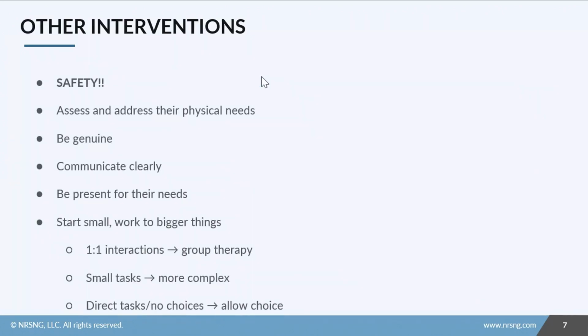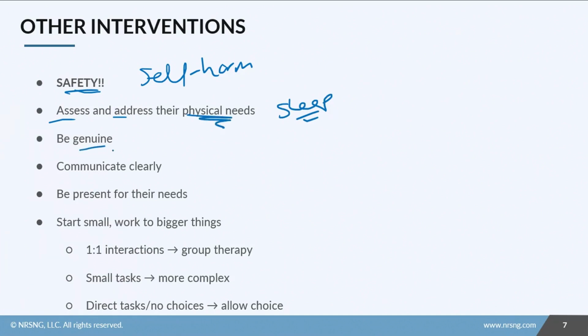Some other interventions in general for clients with schizophrenia: safety first, always, always. That includes a self-harm assessment. Now, we also want to assess and address their physical needs. They may have a loss of interest, so they may need help with ADLs. They may have some sleep disturbances. So we always want to make sure we know what their physical needs are and address them. Always be genuine in your interactions and communicate very clearly. Be present for anything that they need.